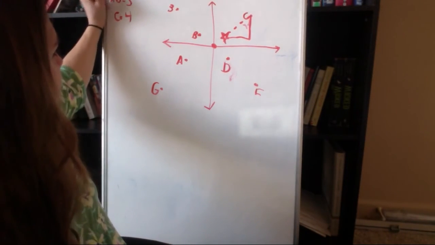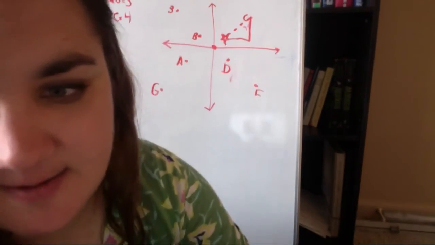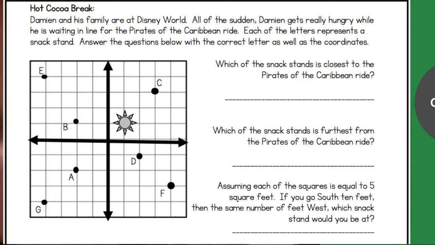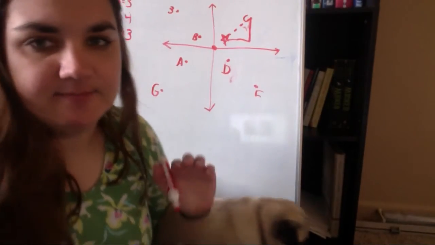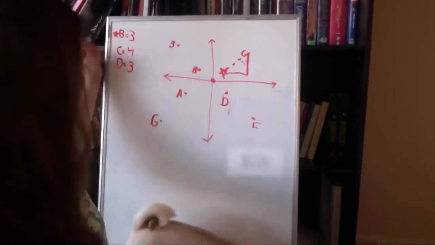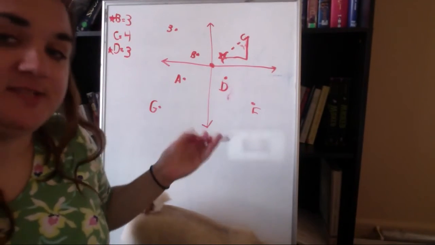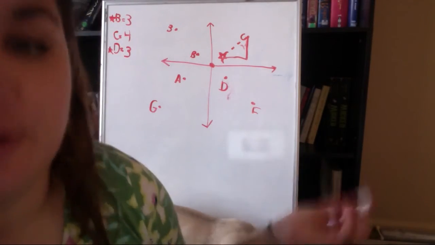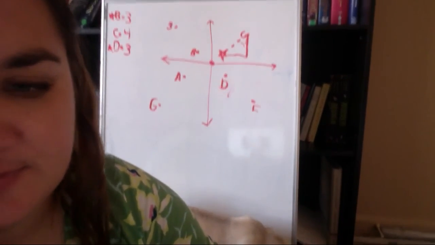So far, my B is the closest. Let's try D. D is 1, 2, 3. Oh, that's interesting. It seems like we have a tie. So for this one, what I would say is that I can see here that B and D are both equal to 3 spaces away. So both of those are correct answers.